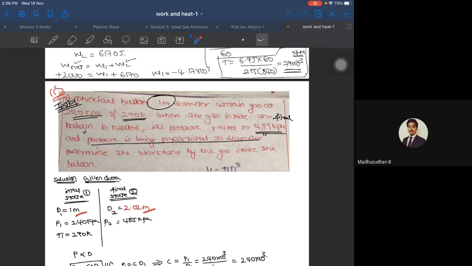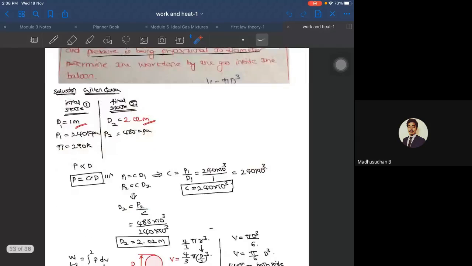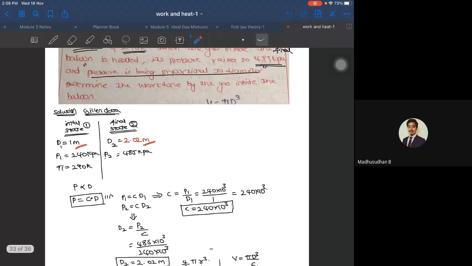Determine the work done by the gas inside the balloon. So, balloon problem, we shall see how to do it. Initially D1 is 1 meter, P1 is 240, T1 is 290, P2 is 485. This final pressure is given. In this particular question, he has given pressure is proportional to diameter. So pressure is proportional to diameter here, correct?